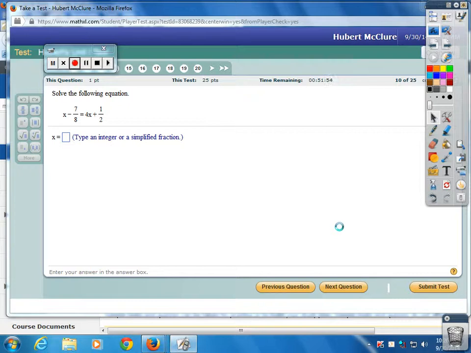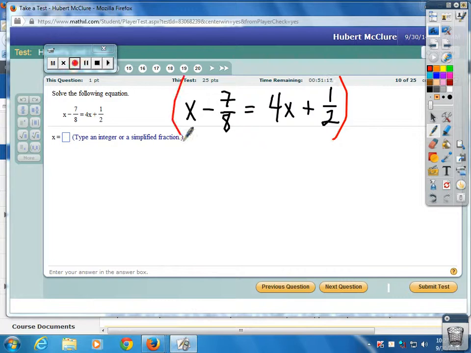Solve the following equation. I'll write it bigger. Can't see it. X minus 7/8 is equal to 4x plus 1/2. What's the first thing I'm going to do? Get rid of the fraction. Multiply through by what? 8.